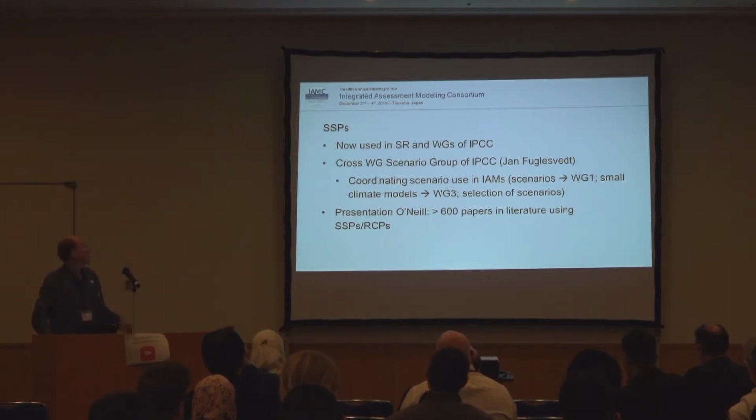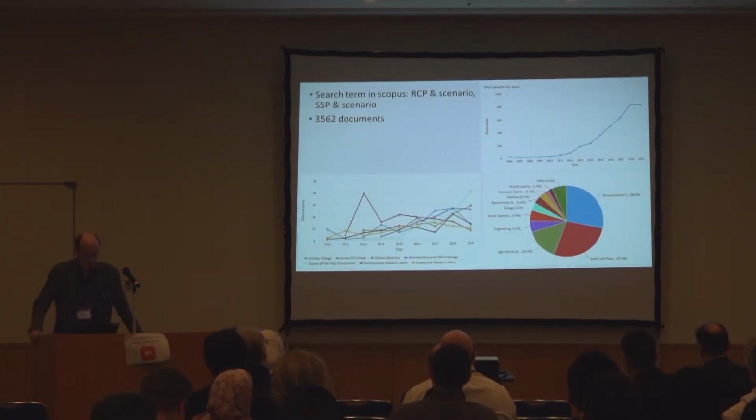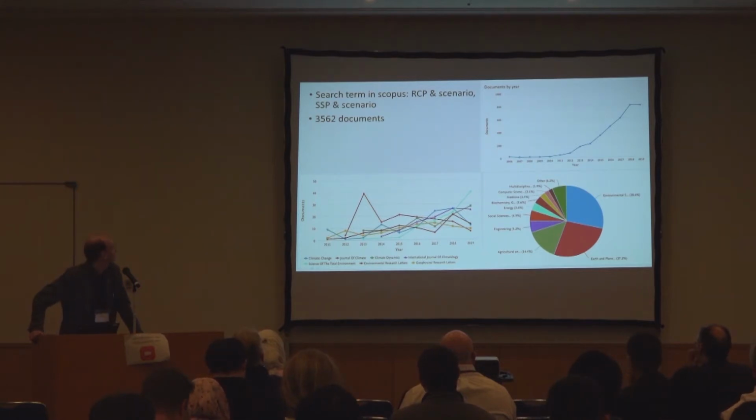Now, Brian yesterday already presented how the SSPs have gone into the scientific literature, representing about 600 scenarios, 600 papers that were collected that have been using the SSPs and the RCPs. I also did some Scopus research where I not only searched for SSPs but also for RCPs. The search terms were RCPs and scenario, and SSP and scenarios. And in that quick Scopus search, you already find 3,500 documents, papers that are published.